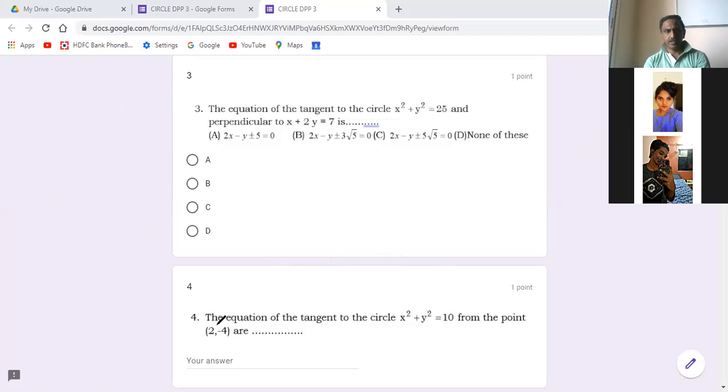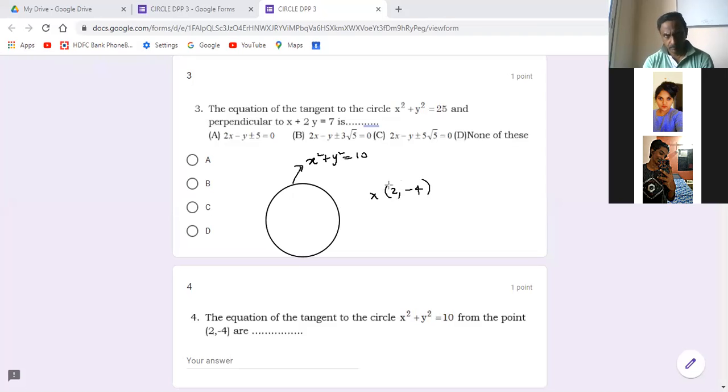Now, equation of tangent from a point. So from a point is what? The point is outside the circle. It's not on the circle. So equation of circle is x square plus y square equal to 10, and the point is 2 comma minus 4.